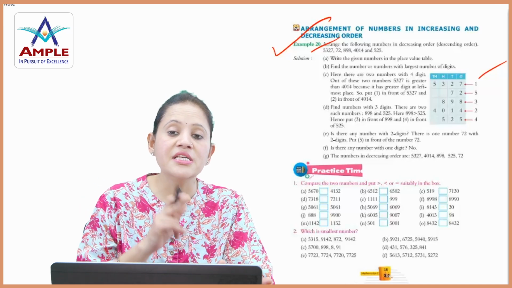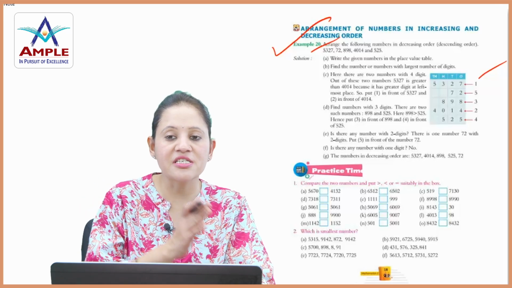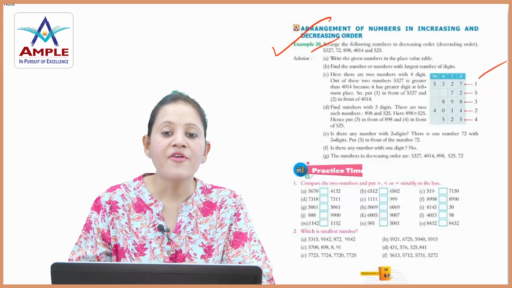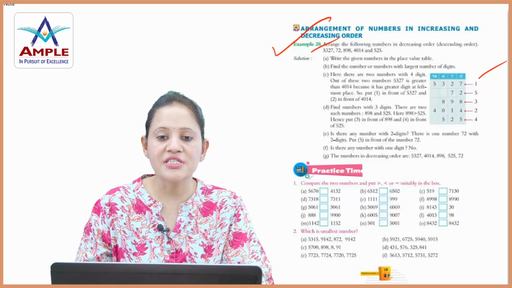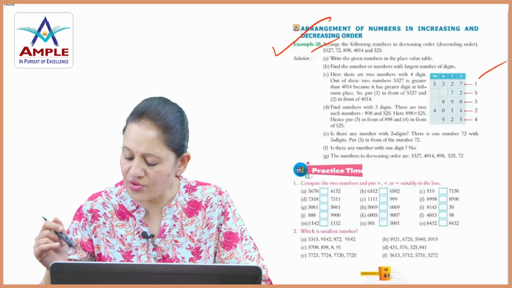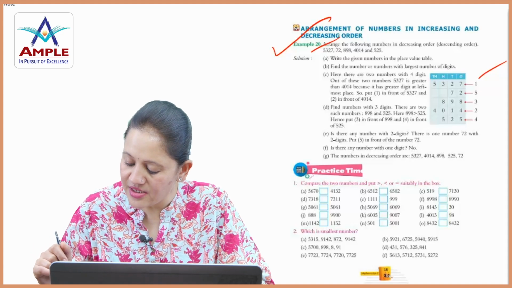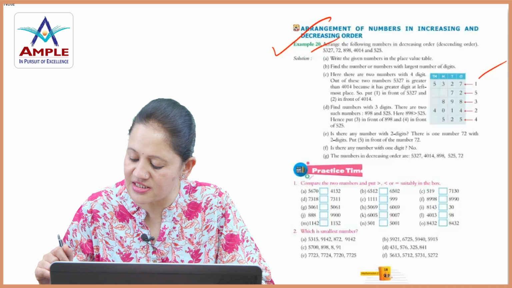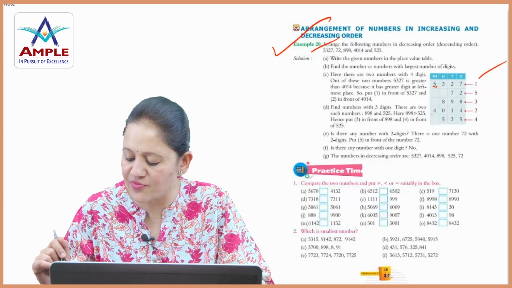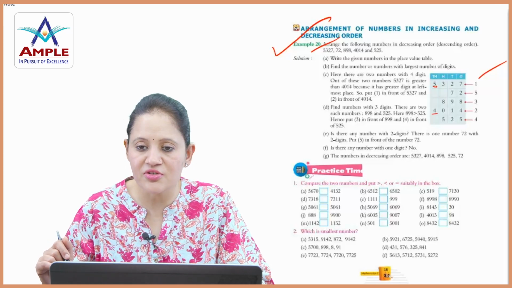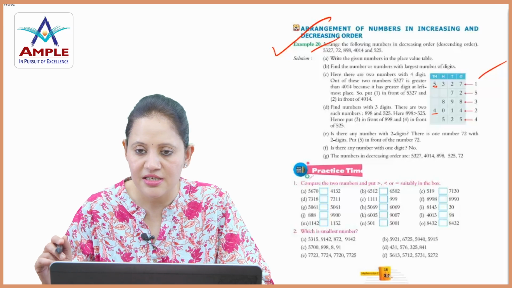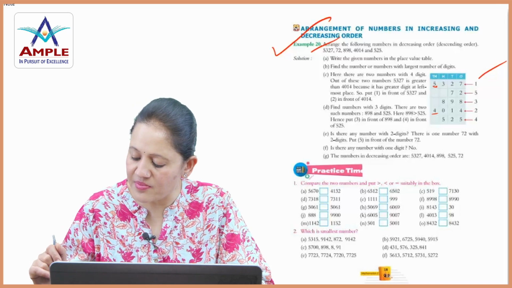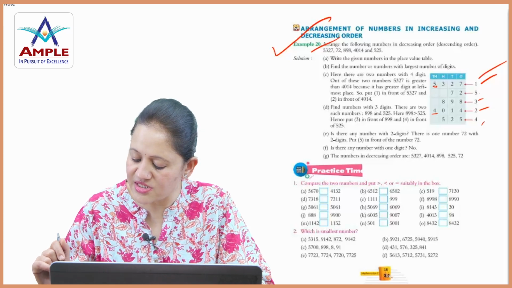Descending means big to small. Start from the largest number and move to the smallest number. Find the number with the largest number of digit. So here you can see these two are 4-digit number, and here the digit at 1000 place is 5 and here it is 4. So 5327, that will be the largest number. So that will be at first place, then second place, then third, fourth, and the smallest one is 72.